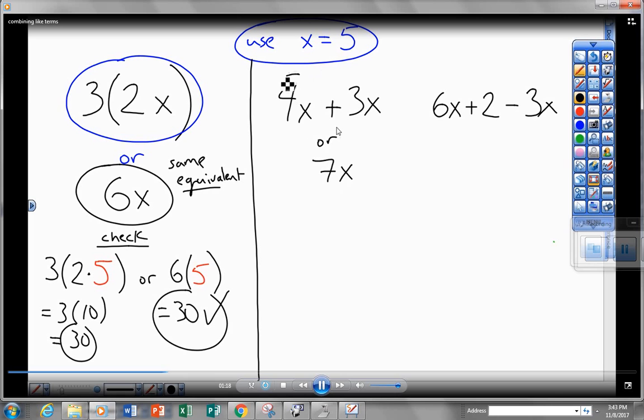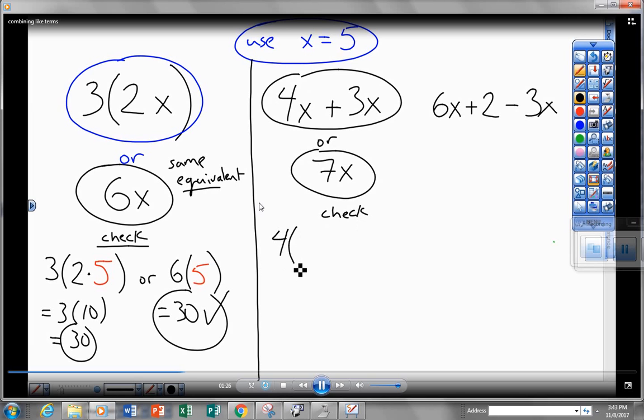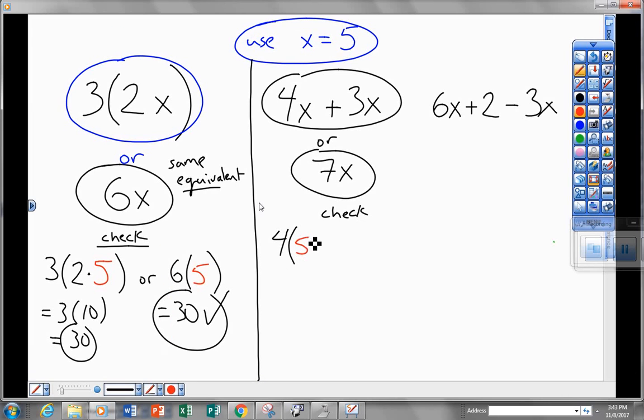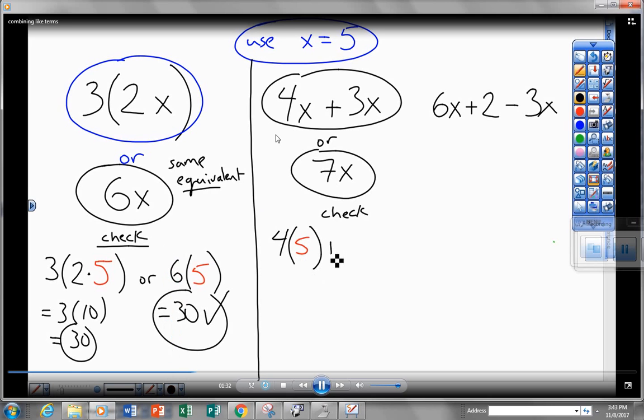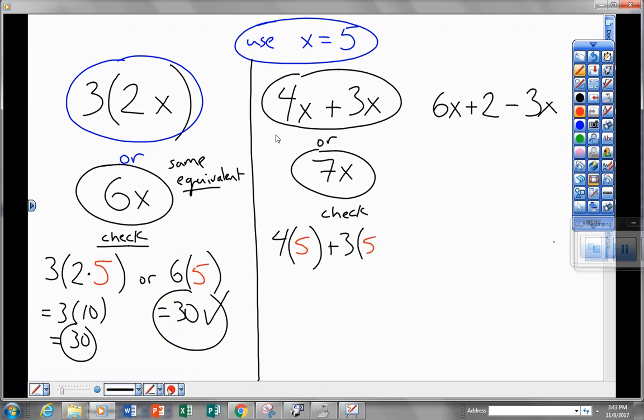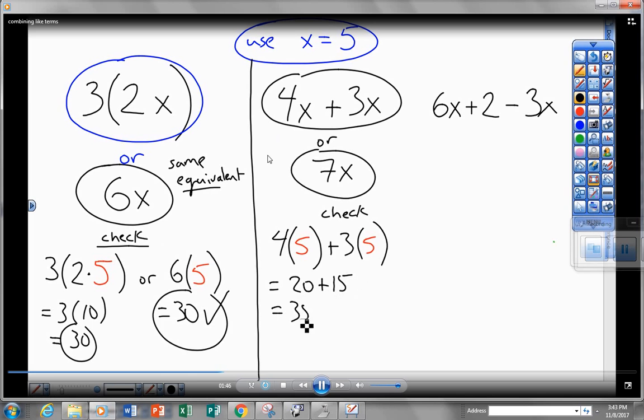To prove that these are equivalent, I'm going to plug in x is 5 into both. So the first one, I'm going to plug 4 times 5 plus 3 times 5, and again I just chose 5 for a random value, and that gives me 4 times 5, which is 20, plus 3 times 5, which is 15. So 20 plus 15, that gives me 35. If I took this equivalent 7x and plugged in 5 in there, I should get that same 35. If I do, it shows that those are equivalent. You can combine like terms.